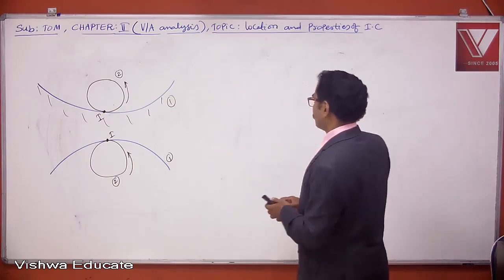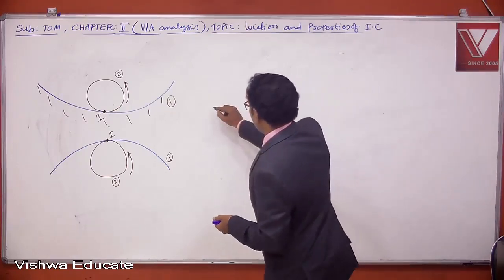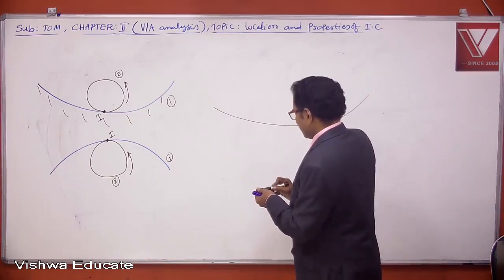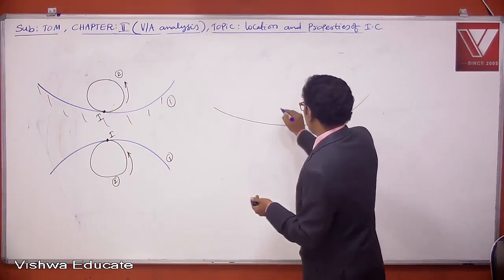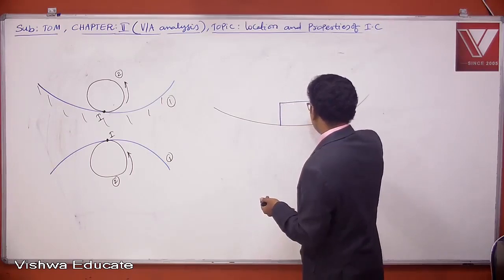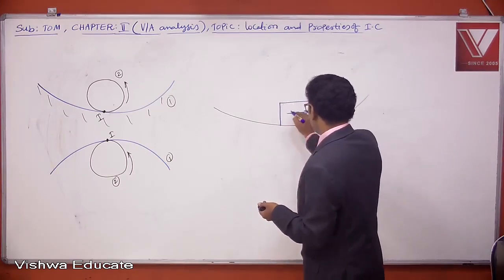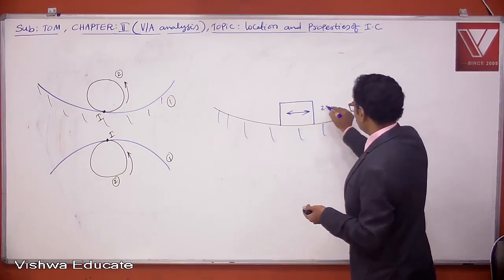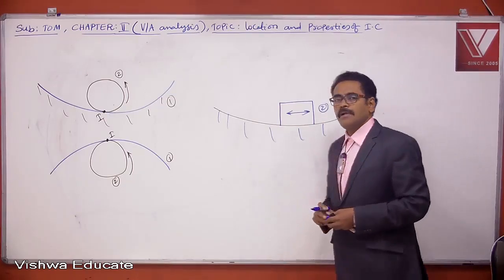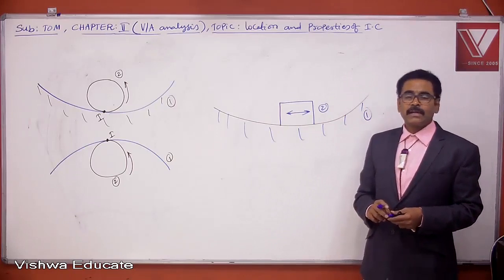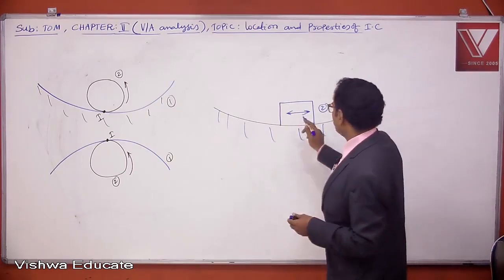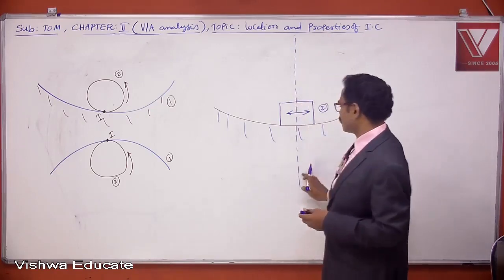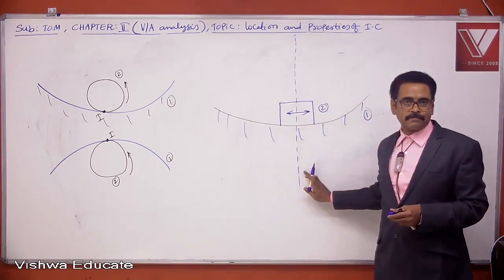So now we try to understand. A curved surface is there like this. On this curved surface, a body is executing pure sliding motion. This is the first body and this is the second body. Where does their IC lie? Their IC lies on the common normal. This is the common normal, normal to both the bodies.